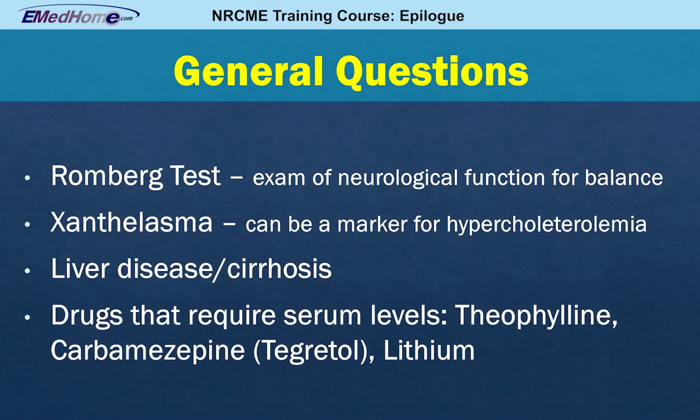The NRCME exam also frequently asks questions about the use of the Romberg test on the neurological exam and the significance of the finding of xanthelasma, that is a marker for hypercholesterolemia.